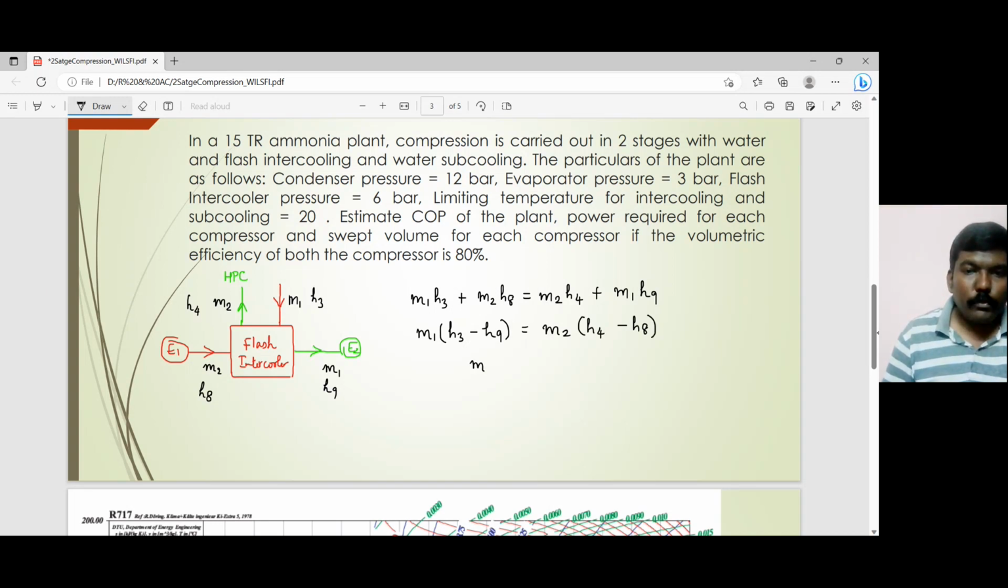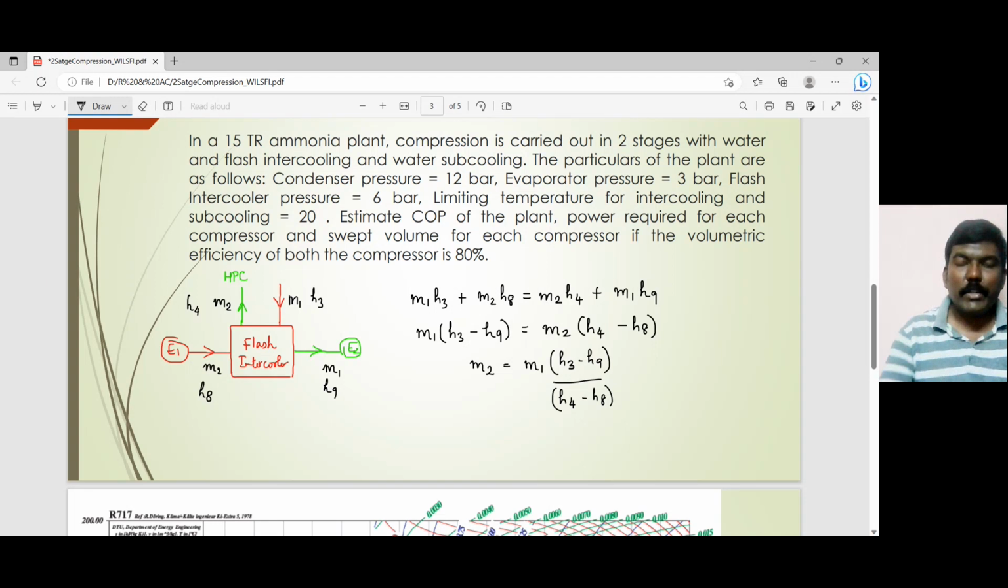So my M2 would be M1 times (H3 minus H9) divided by (H4 minus H8). Okay, so this is a simple energy balance which can be made at the flash intercooler because you have two entries and two exits at this common component, which is the flash intercooler. Okay, so this would be helpful in solving the problem.